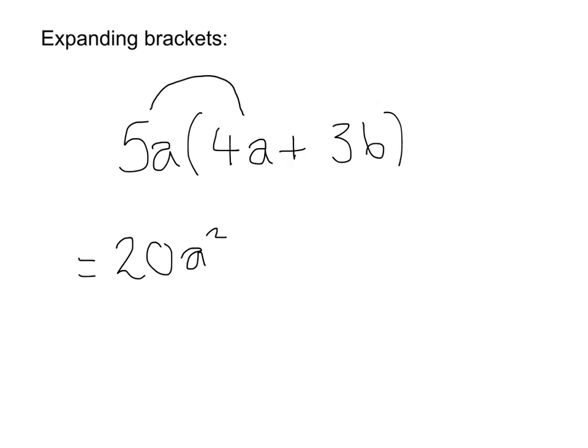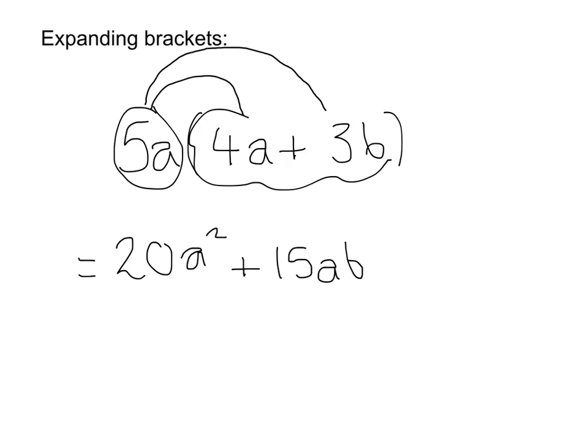I'm then going to draw my line to do a bit more of my Santa's hat from 5a to 3b. Now 5 times 3 is plus 15, and a times b is ab. And again, I just finish off my Santa's hat, and there's my answer. So we'll look at one more example.